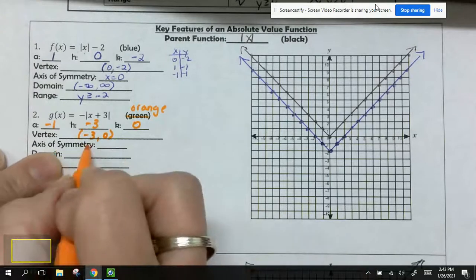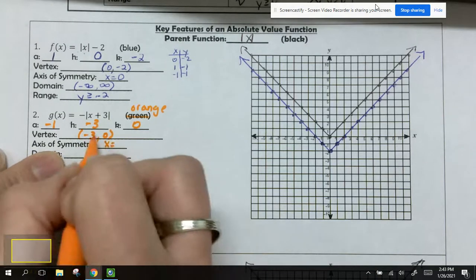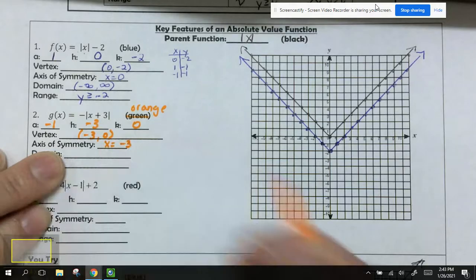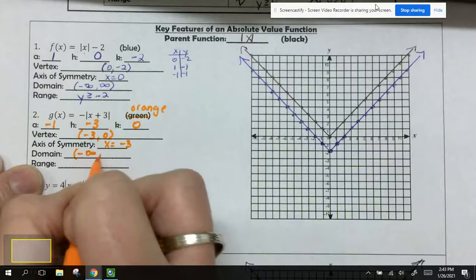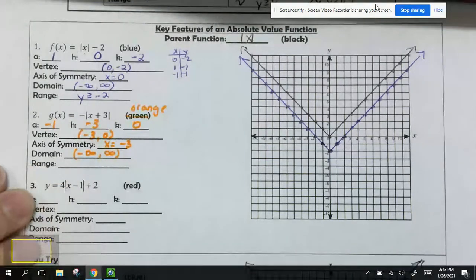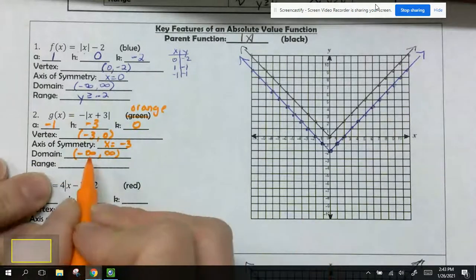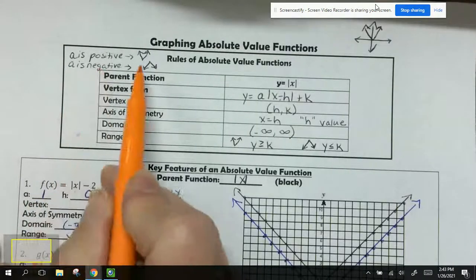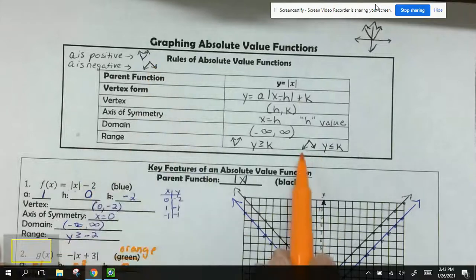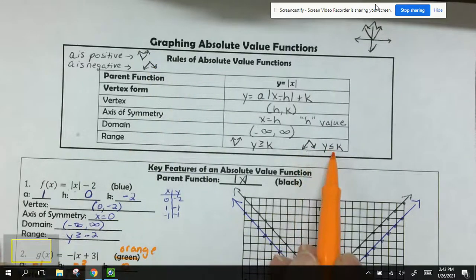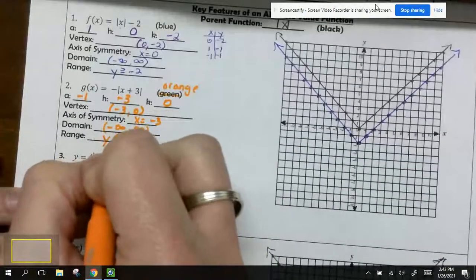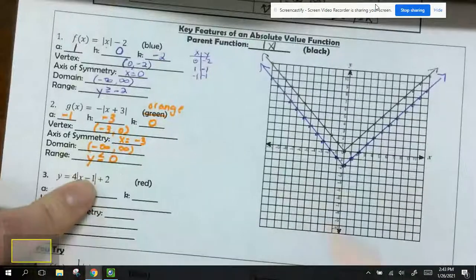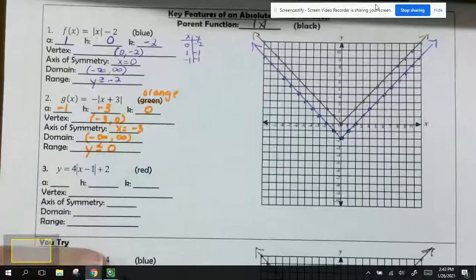My axis of symmetry is at x equals whatever this h right here is, negative 3. The domain is always negative infinity to positive infinity. Now my range. Okay, A is negative. Let's go back up here. If A is negative, it opens down. When it opens down, that means y is less than or equal to k is my range. So y is less than or equal to k, which is 0, is my range.